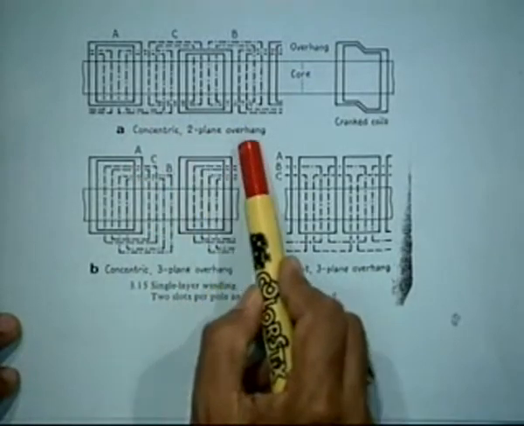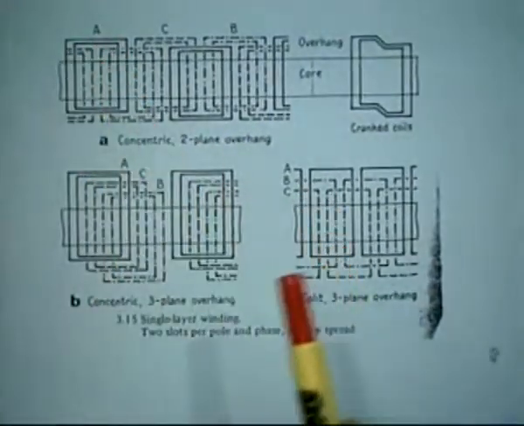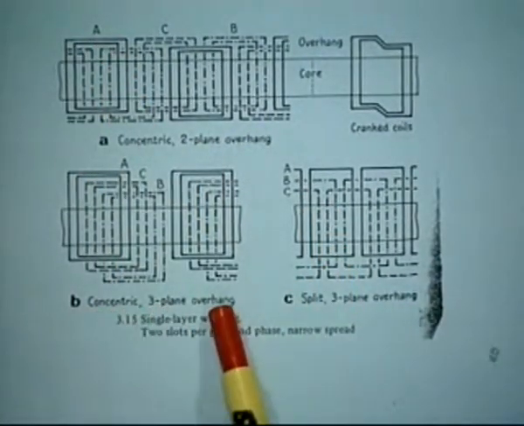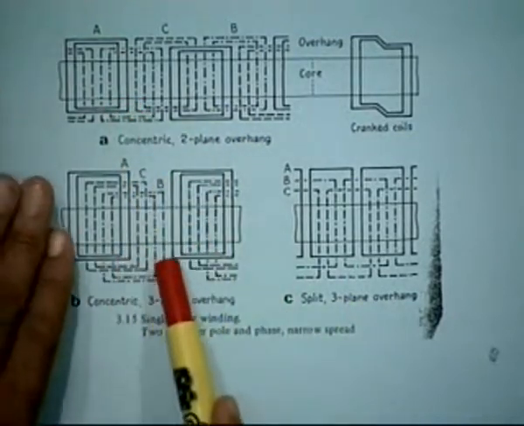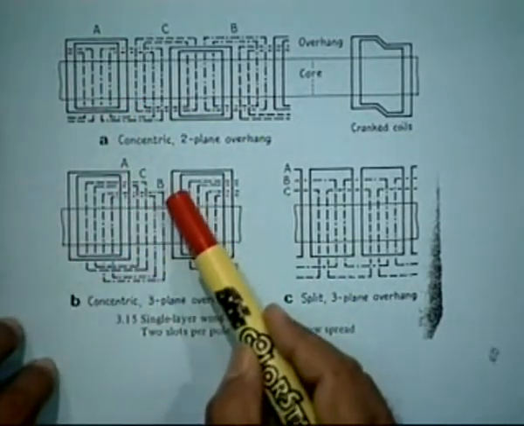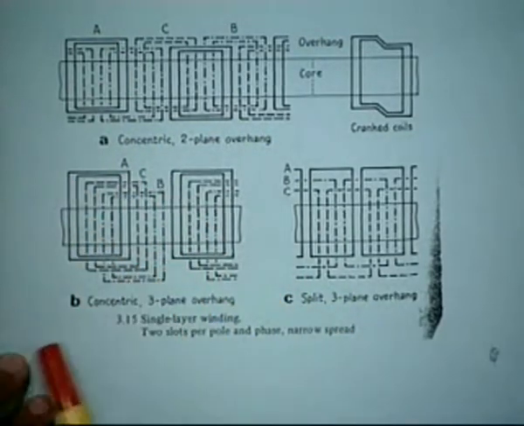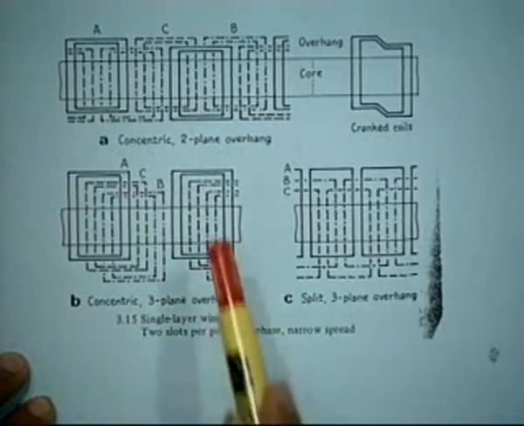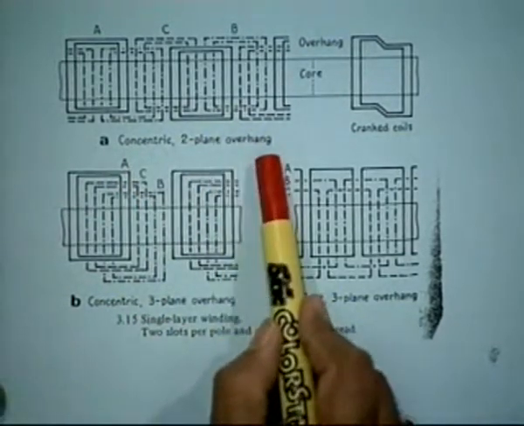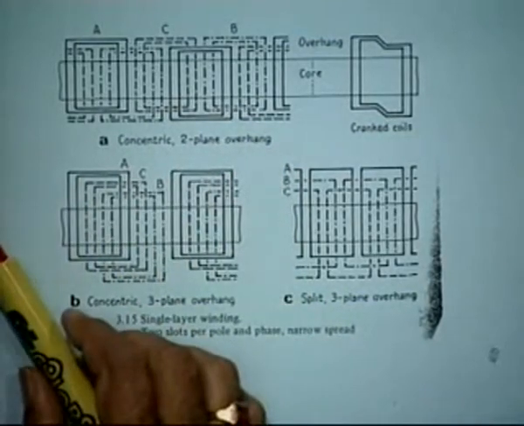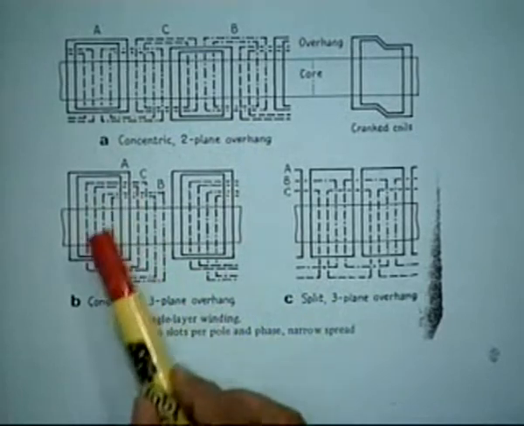You have a concentric two plane overhang, then a concentric three plane overhang. That means you have different planes, let us say A, C, B for example. So they are in different planes, different phases in different planes. It is a concentric three plane overhang. Then you have a two plane overhang. Overhang means end winding. End windings are in one plane, two plane, three plane, like that. So that is how it is.